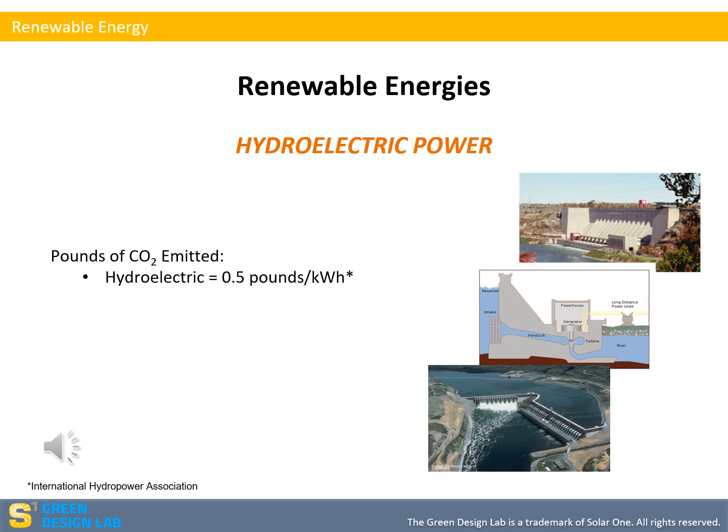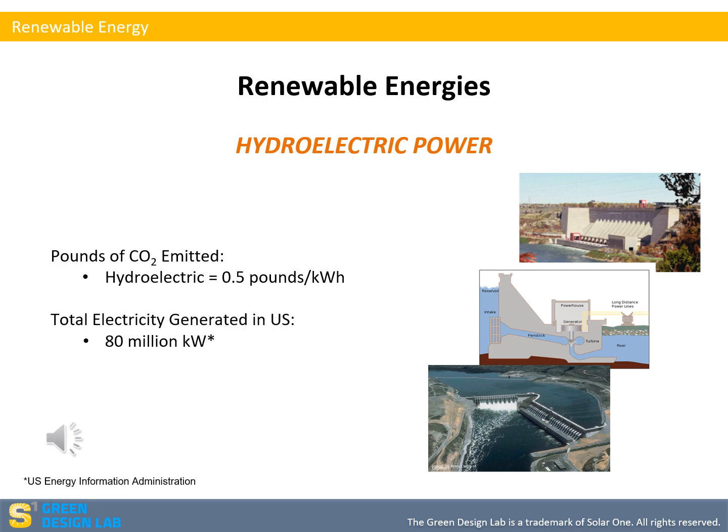Some renewable energy sources emit some carbon dioxide. However, this happens at a much smaller scale than burning fossil fuels. For example, a small hydroelectric power plant can emit 0.5 pounds of carbon dioxide per kilowatt hour. Hydroelectric power is the most commonly used renewable energy source in the world.